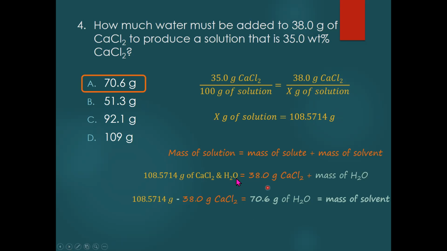You've got to pay close attention and be careful with these multiple choice questions, because see how if you would have stopped with just the mass of the solution, if we rounded this to 3 sig figs at 109, notice that they have that here, but that's not what they want. They don't want the mass of the solution. They want to know how much water, the solvent. So pay close attention to those types of details.